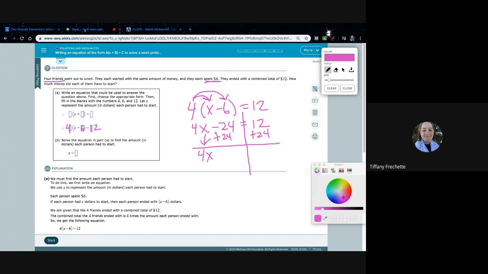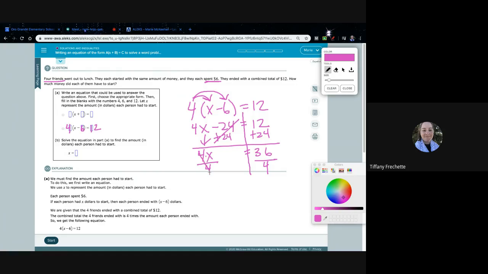Same number. They're opposites. So when we subtract, we get 0. Equals, and now we have 12 plus 24, so we get 36. Our last step here is to divide by 4 because I want to undo the multiplication of 4x. Whatever I do to the left side, I have to do to the right.